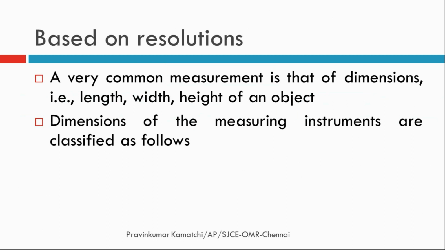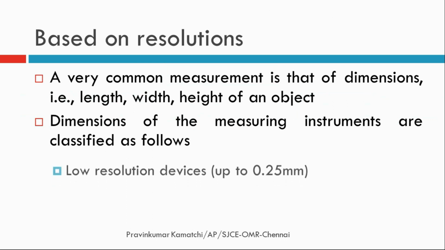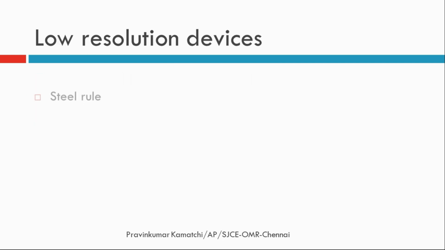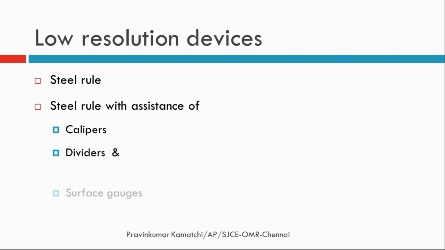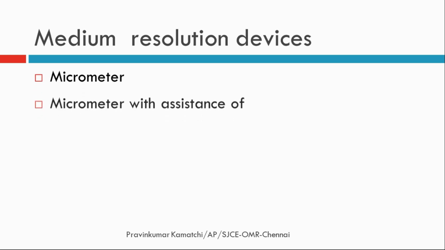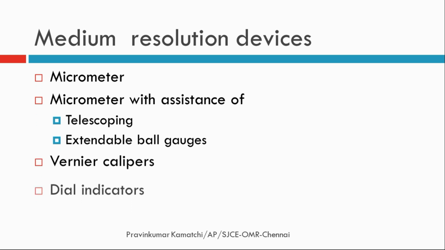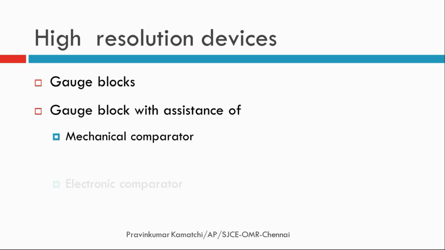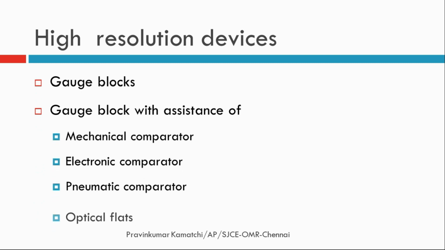Based on the resolution, we have low resolution devices, medium resolution devices and high resolution devices. These are the examples for low resolution devices: steel rule, calipers, divider, surface gauges and some thickness gauges. Micrometer, telescope, vernier calipers and dial indicator are medium resolution device examples. And these are the examples for high resolution devices: gauge blocks, gauge blocks with the assistance of mechanical comparator, electronic comparator, pneumatic comparator, electrical comparator and optical flats.